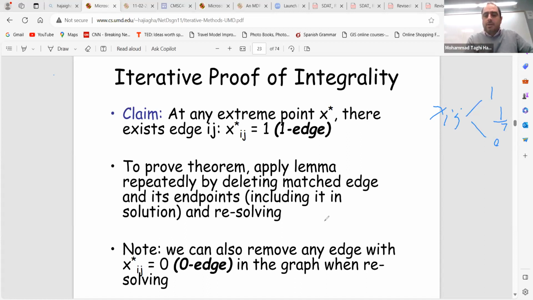So to prove the theorem, as I mentioned, apply the lemma repeatedly by deleting matched edges and its endpoints, including them in the solution, and then resolve it. The idea here is that actually you don't need to resolve it. You can just continue with the same LP. If you make one variable 1 or 0, then you know that this is in the solution. So if it is in the solution, you know that these guys are matched, so you can just delete them and continue with the rest.